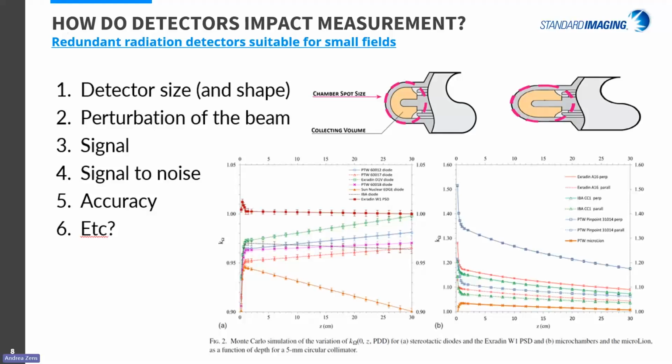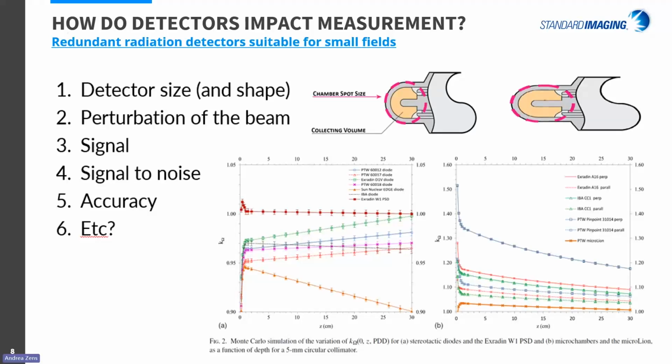Perturbation of the beam. Fluence is perturbed at the point of measurement. So ask yourself these questions. How large is the air cavity of my ion chamber? For diodes, is there a built-in compensation? And how does the response vary with energy? There are some published corrections available, but then you need to be aware that you must match those published conditions in order to use those factors.